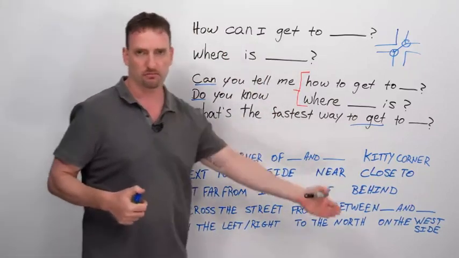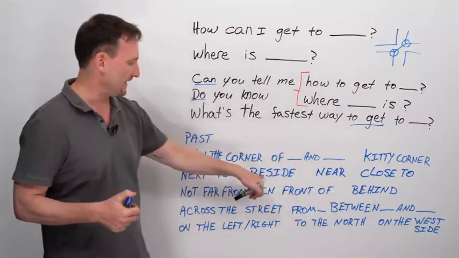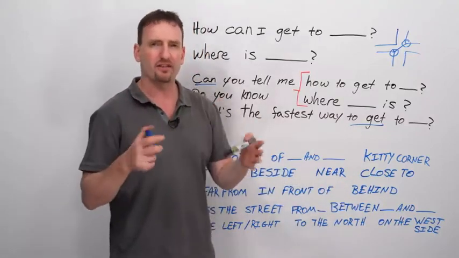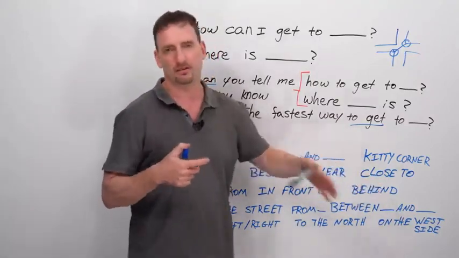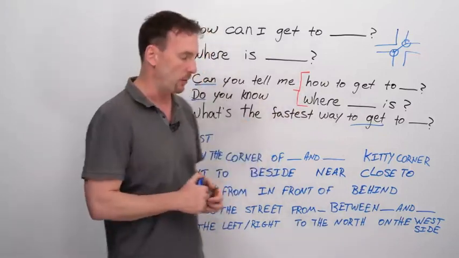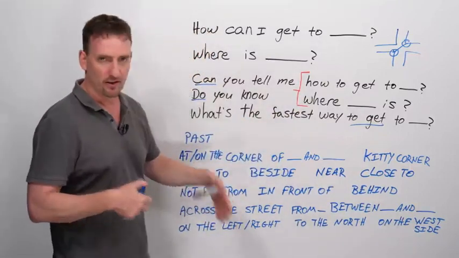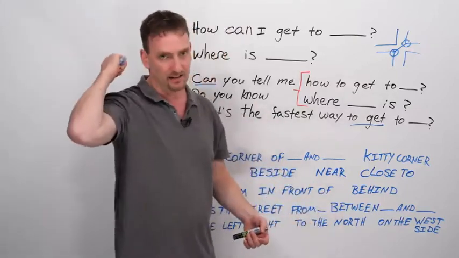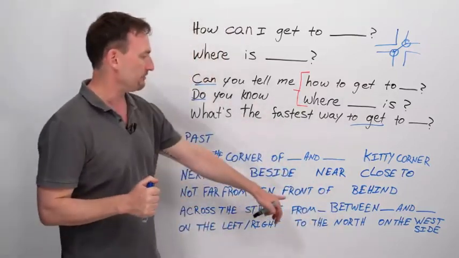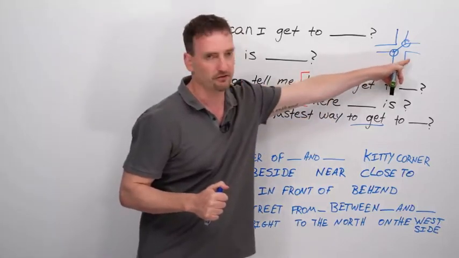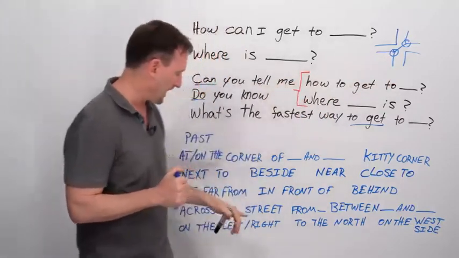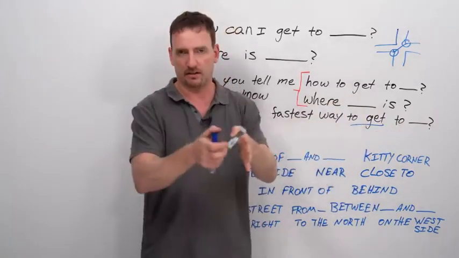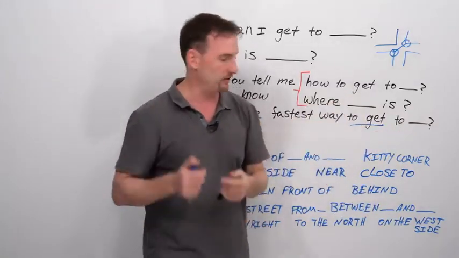Next to, so next to, beside, same idea. Near. Near is a little bit vague, so try not to use near or close to, but sometimes it's good enough and you'll understand why in a moment. Not far from, same. In front of, behind, obviously. Across the street from, so across the street from something. Between the bank and the library is the building you're looking for, so between two things.